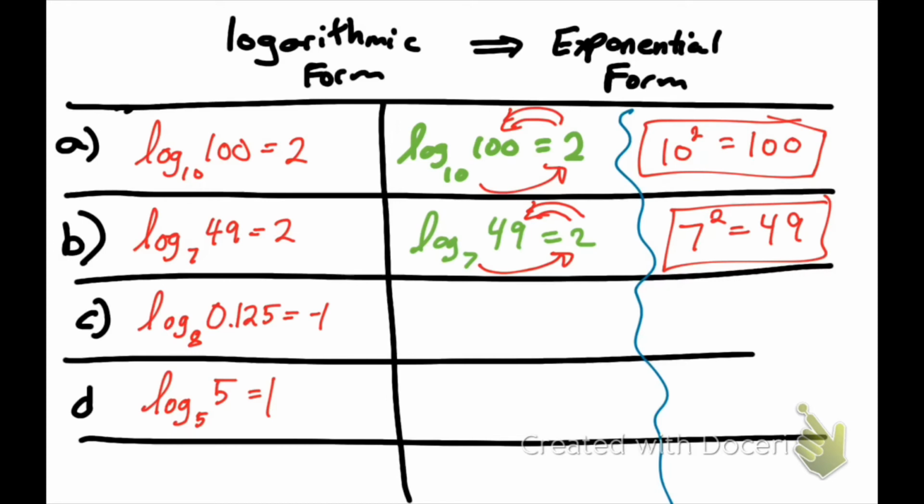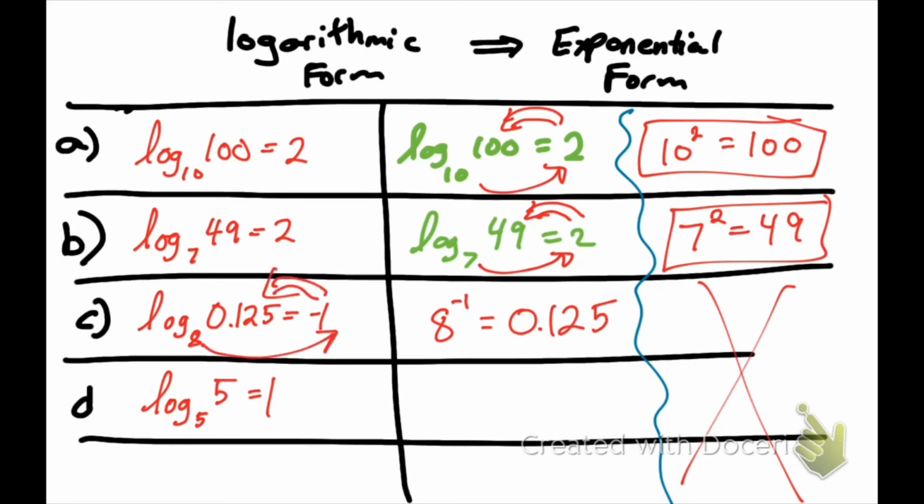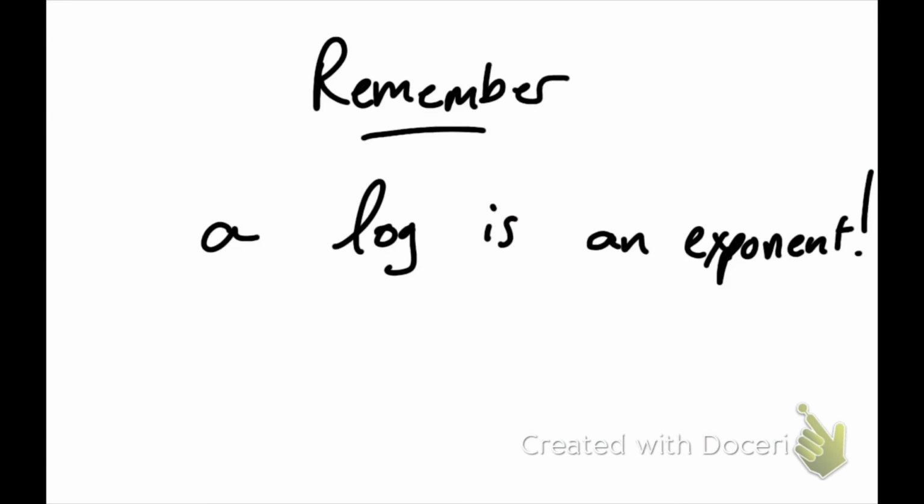Alright, example C. You don't have to, you could just go right to, I'm going to ignore this part for now. I'm just going straight from the logarithm to exponential form. I'm going to recycle: 8 to the negative 1 equals 0.125. Again, just move that over, flip it around. Example D, 5 to the power of 1 equals 5. That's my exponential form. So the key thing, remember that log is equal to the exponent.